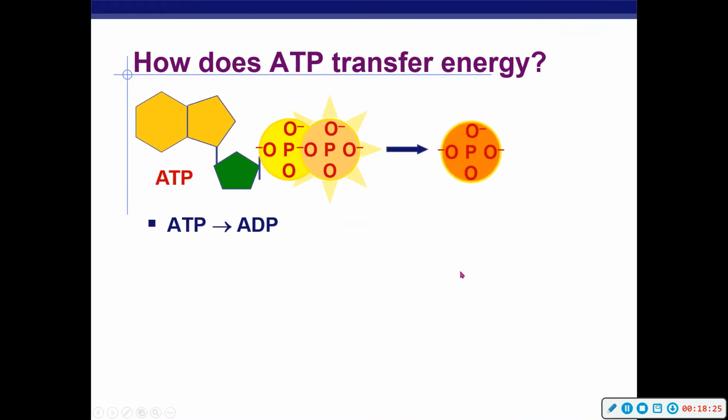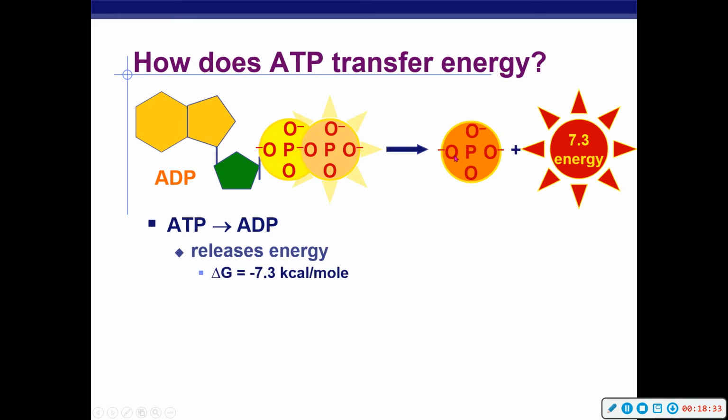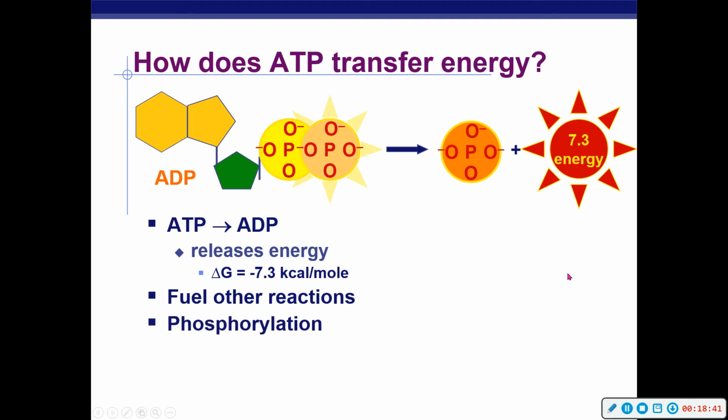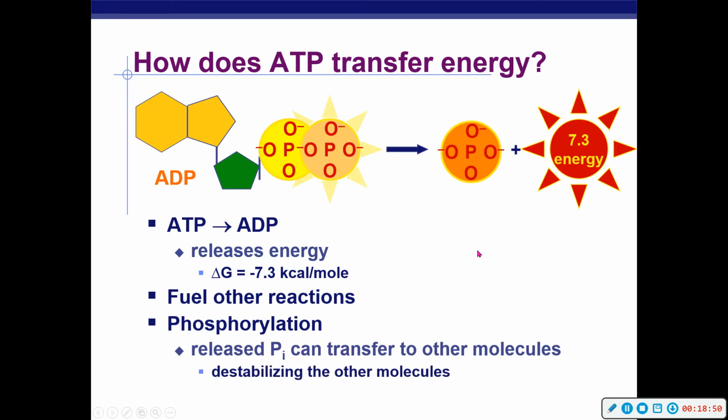Whoa, there it goes. All right, so now we took ATP and we just made ADP, adenosine diphosphate, plus the added phosphate group, the Pi, and it released energy. Got some energy there, and it can fuel other reactions. When that phosphate group is given to another molecule, it's called phosphorylation. So one nice thing then, we can transfer that energy to other molecules.